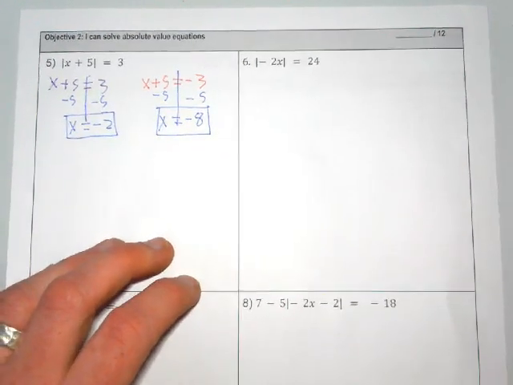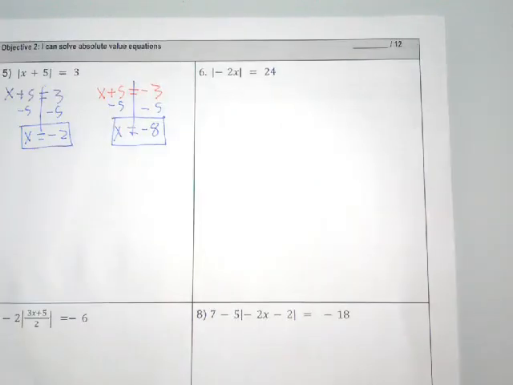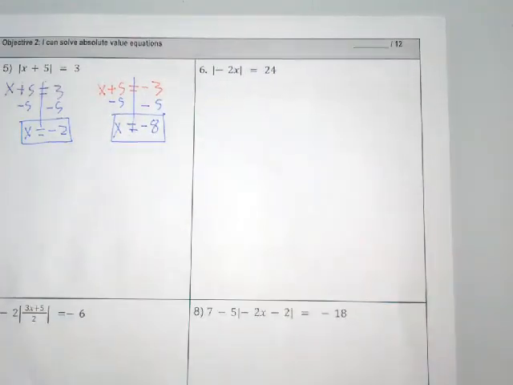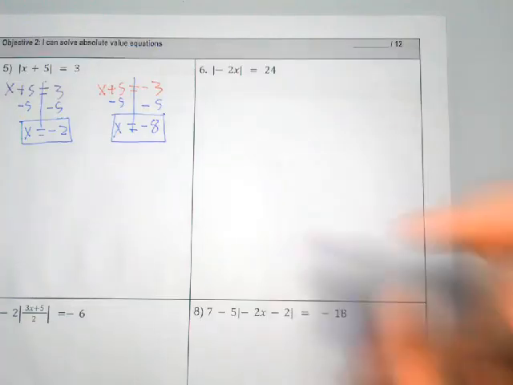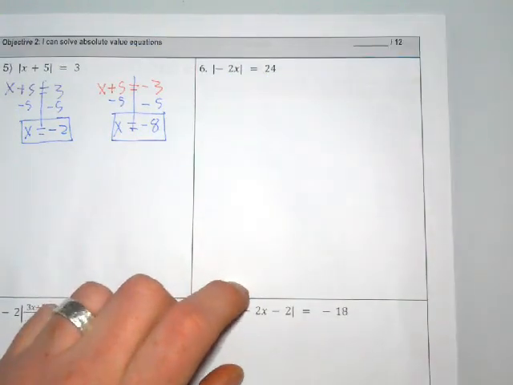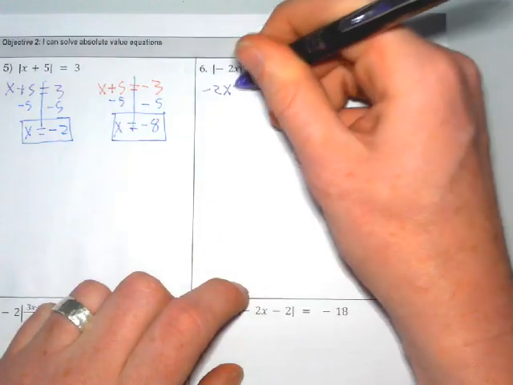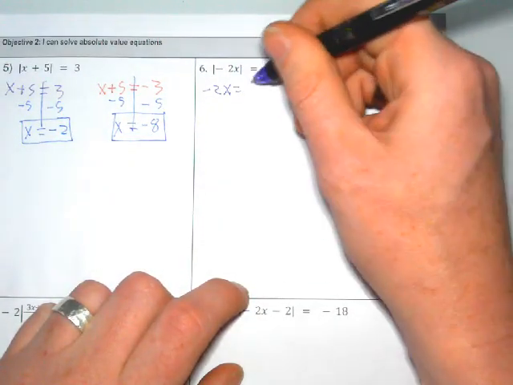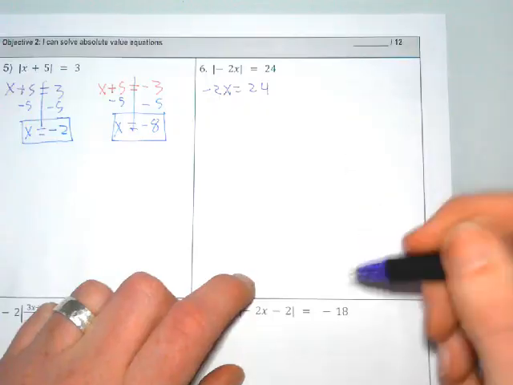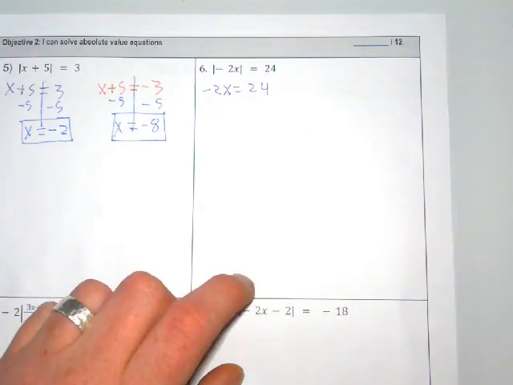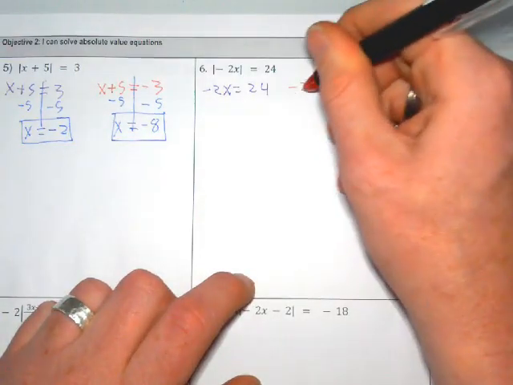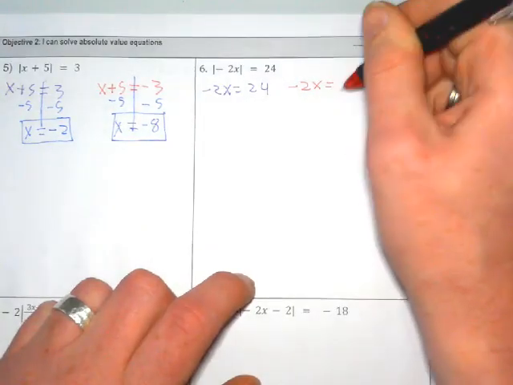Right? For problem 6, it is very similar. There is nothing outside of my absolute value bars, so I can go directly into dropping them. So just like before, when I drop my absolute value bars, I will set one version of the inside equal to a positive value, so negative 2x equals positive 24, and I will split it, so I also set negative 2x equal to a negative value, negative 24.